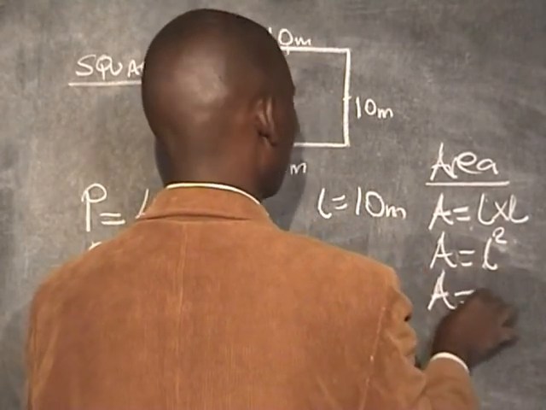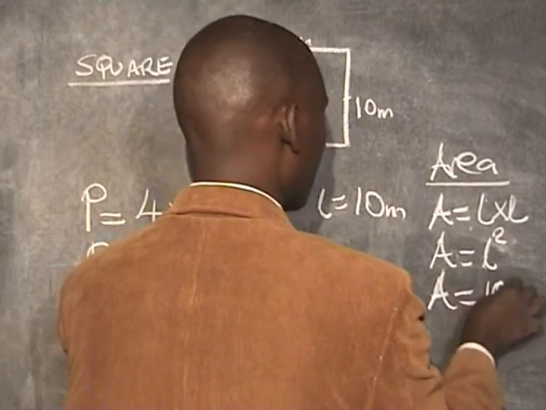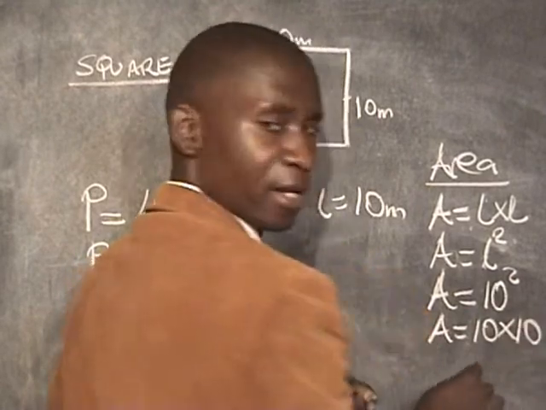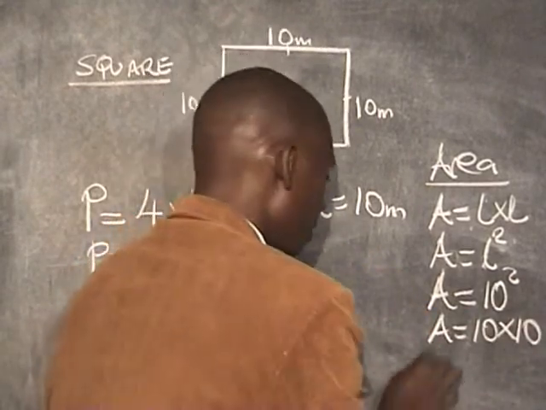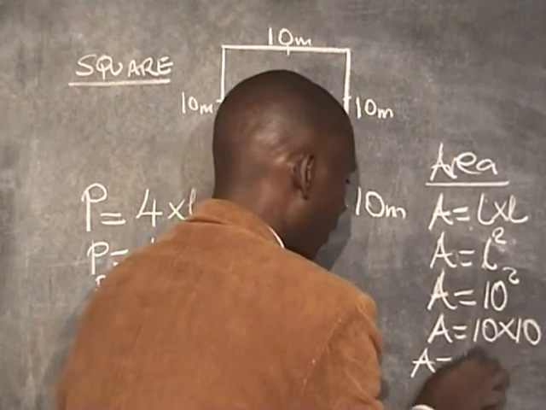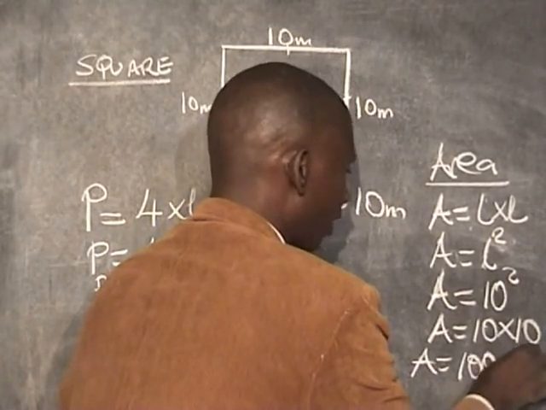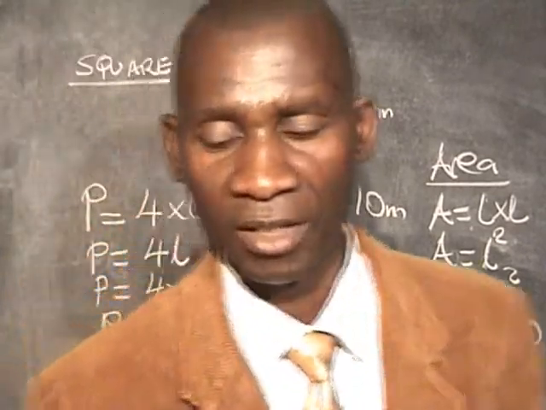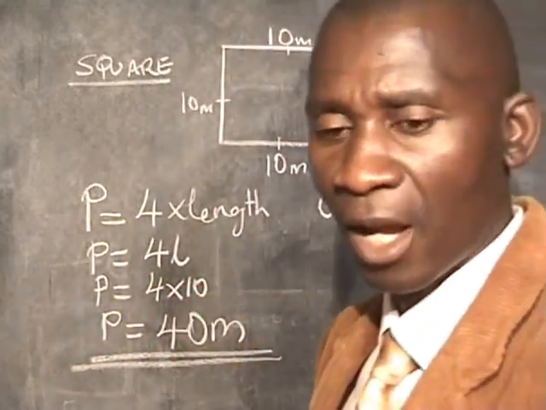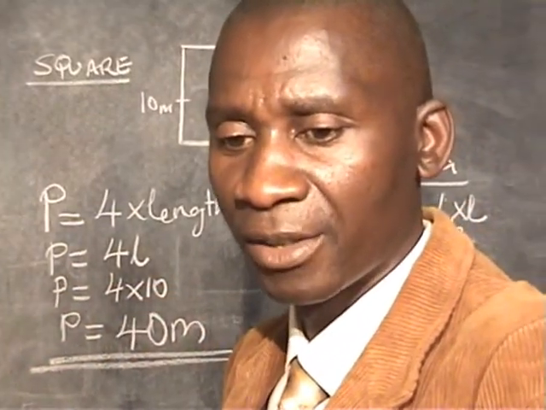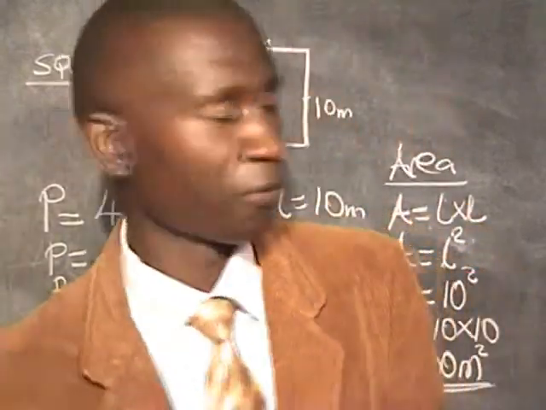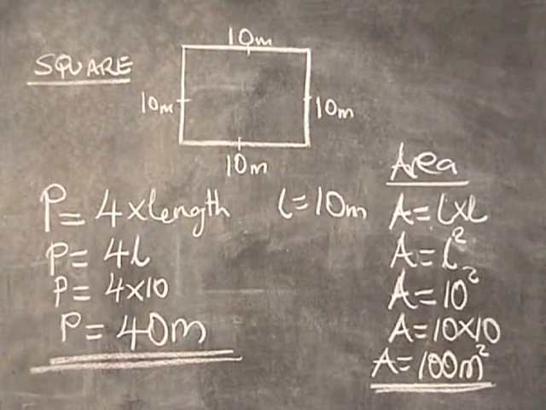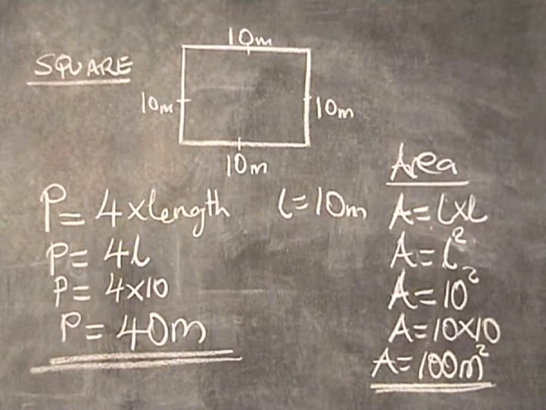So the area for this square is 10 squared, of which area is equal to 10 multiplied by 10, which is 100. This time it is meter squared. Every time you find the area, the units must be squared. I'm sure that is understood. So always when you find the area, the units must be squared. So it is 100 meter squared. So that is how to find the area of this square.